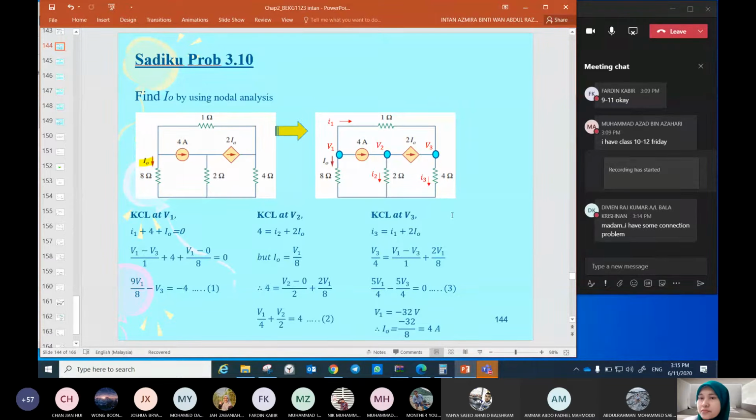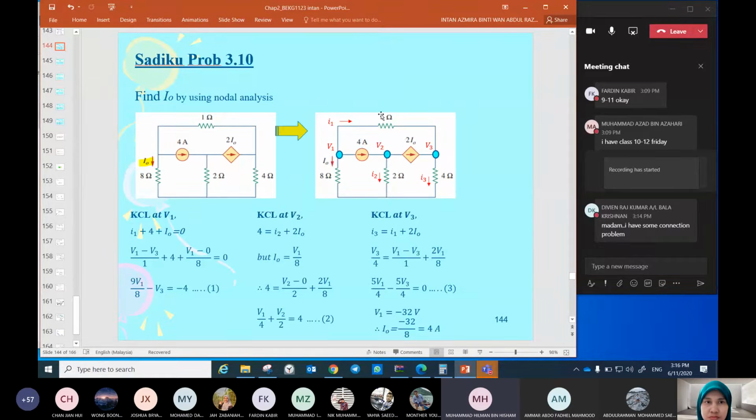Any question? Madam, if we use nodal analysis, we need to indicate the reference node, 0 volt, right? So which node is the reference node? The middle one, right?